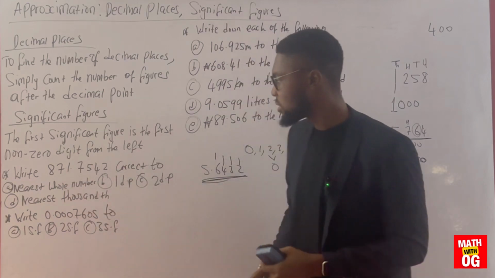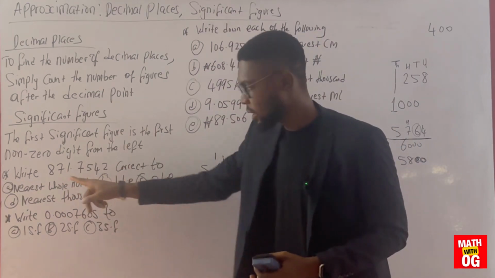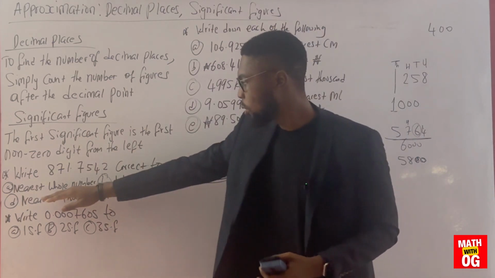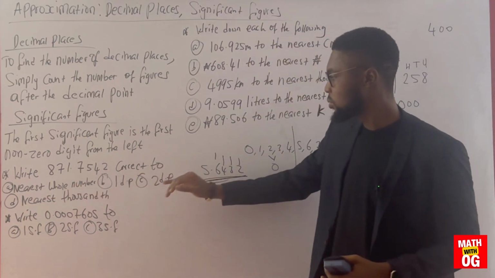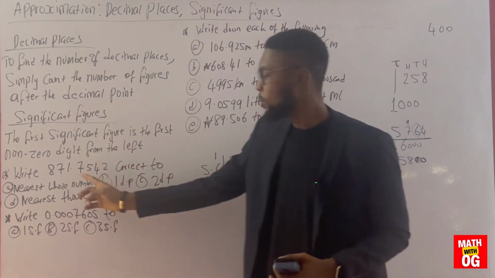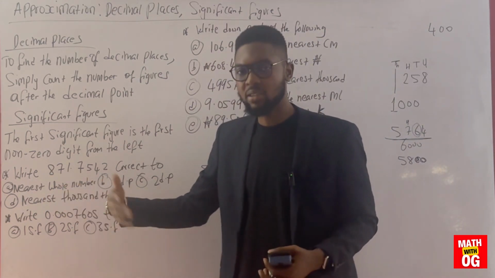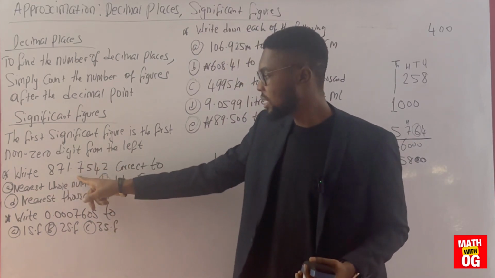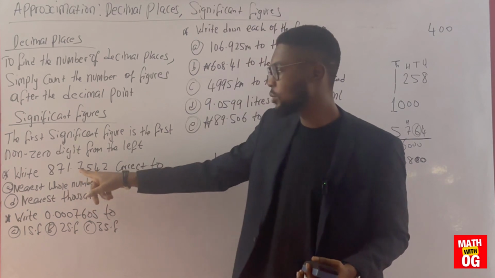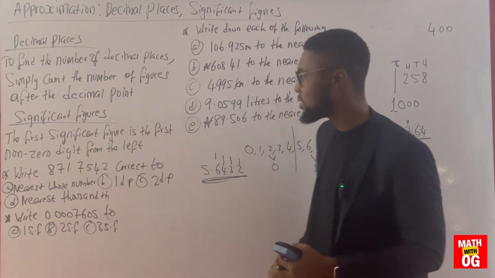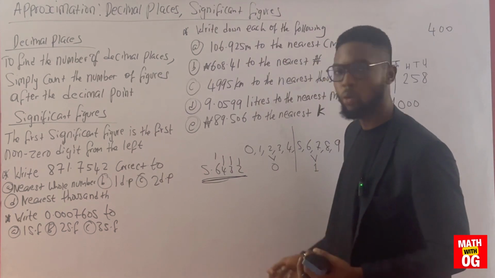Write 871.7542 correct to the nearest whole number, 1 decimal place, 2 decimal places, and nearest thousand. By now, you should know that we pronounce the whole number part as 800, 700 as the case may be, but the decimal part, we pronounce it as 7542. We don't call this 7,542 ideally. So, 871.7542 to the nearest whole number.